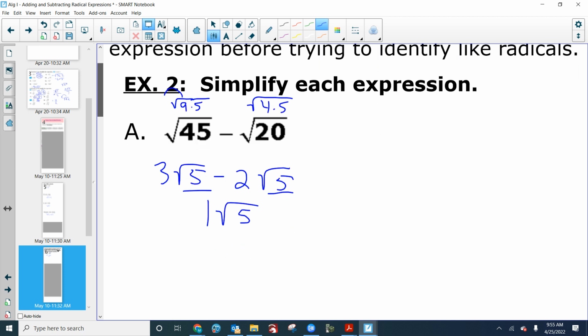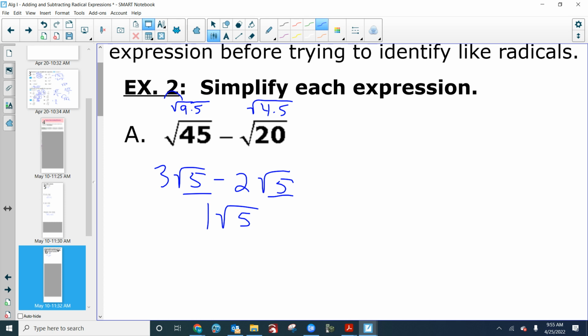Now, I don't like that. That's a right answer. There's nothing wrong with 1 square root of 5. I just like square root of 5. Don't you? Man. You don't try to take the pen out of Maestro's hand.